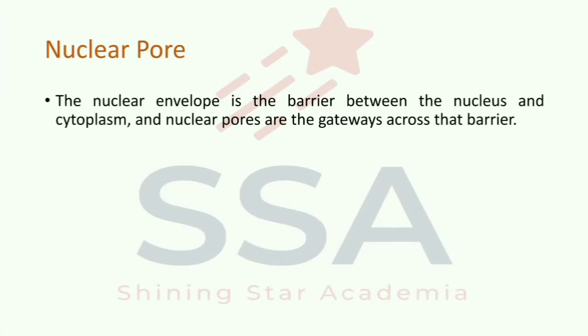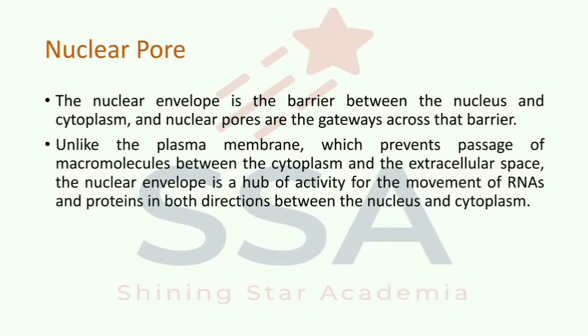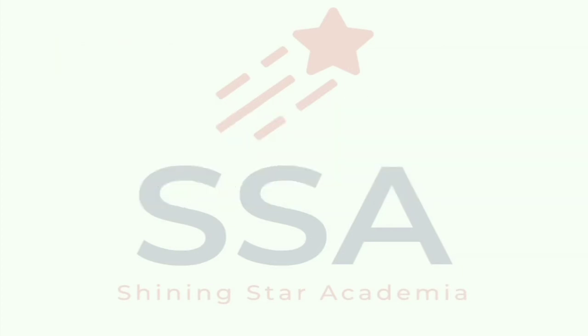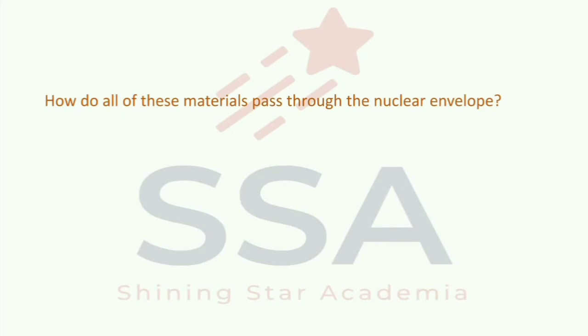The nuclear envelope is the barrier between the nucleus and cytoplasm, and nuclear pores are the gateways across that barrier. Unlike the plasma membrane, which prevents passage of macromolecules between the cytoplasm and the extracellular space, the nuclear envelope is a hub of activity for the movement of RNAs and proteins in both directions between the nucleus and cytoplasm. Okay, so the question arises: how does all of this material pass through the nuclear envelope?